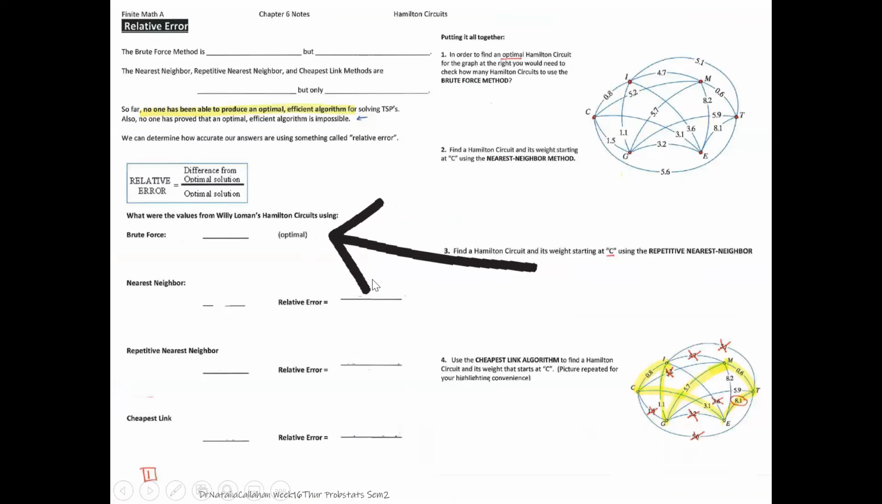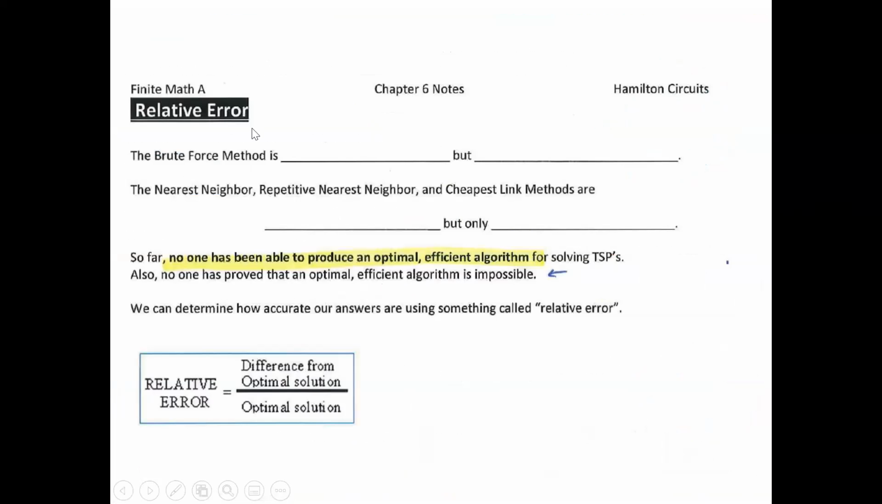All right, so today your notes look like this. I will recommend that you either copy this part down or just pay attention to it and jot your notes down on a separate piece of paper. Today we're going to talk about relative error.